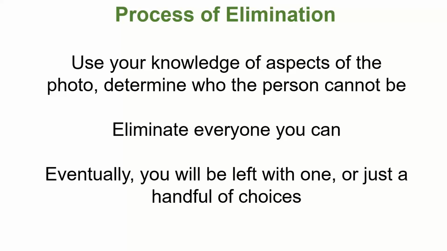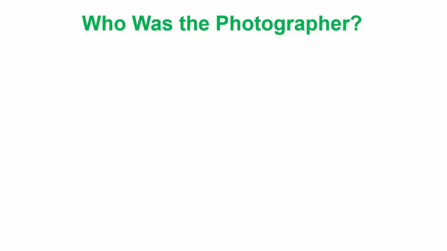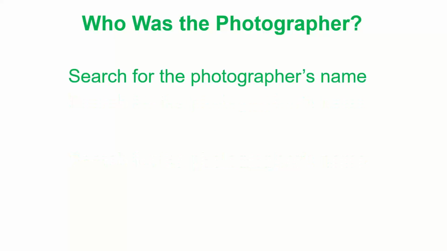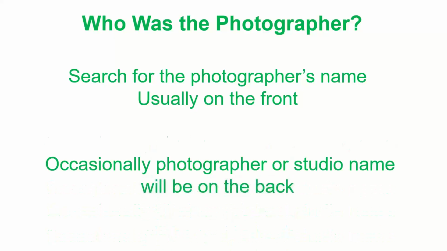Another clue that we discovered a while back is that professional photographers always had a copyright or a stamp or something on the front or the back of the photograph. So who was the photographer? Sometimes you can Google the name of the studio or the photographer and find out a little bit of information. Search for the photographer's name. It's usually on the front. And occasionally the photographer or the studio name or location will be on the back of the photo if you have the original print from the studio.